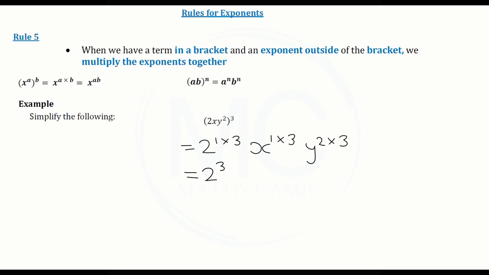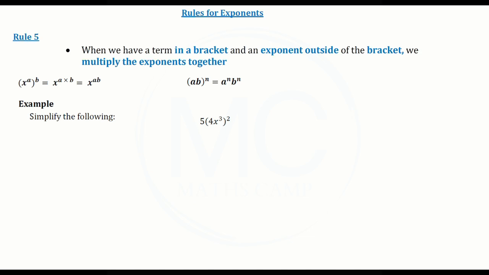1 multiplied by 3 is 3, so we get x to the power of 3. And 2 multiplied by 3 is 6, so we get y to the power of 6. 2 to the power of 3 is actually 8, so our answer becomes 8, x to the 3, y to the power of 6.